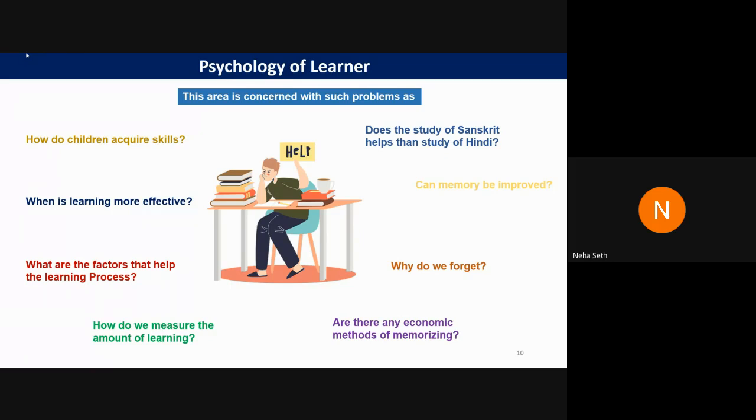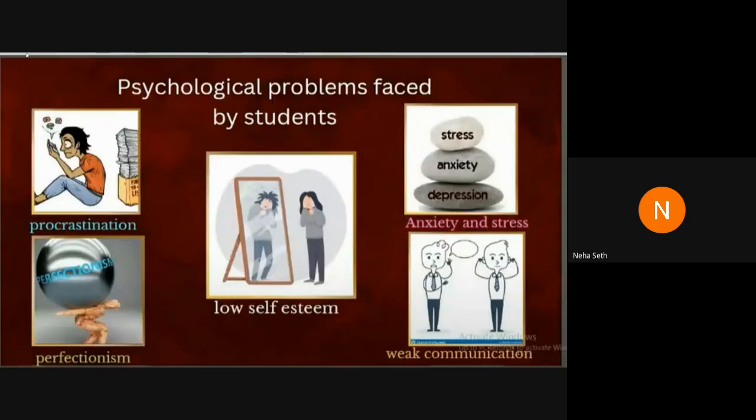So this is also something which is there in the mind of the learner, and we as faculty members, we as teachers, need to address these kinds of issues. Achha, there are certain psychological problems also which are faced by the students if they are not able to learn properly, or they are feeling some kind of disturbance.